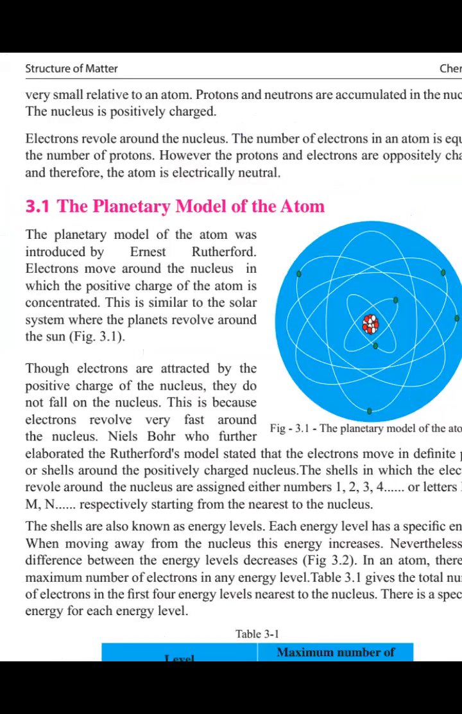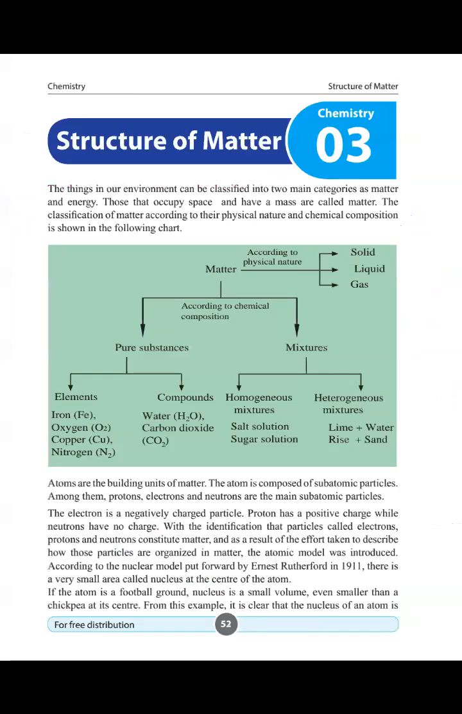These electrons do not fall on the nucleus. That is because electrons revolve very fast around the nucleus. So the planetary model suggested how electrons revolve around the nucleus. The previous model, the nuclear model, did not suggest that.